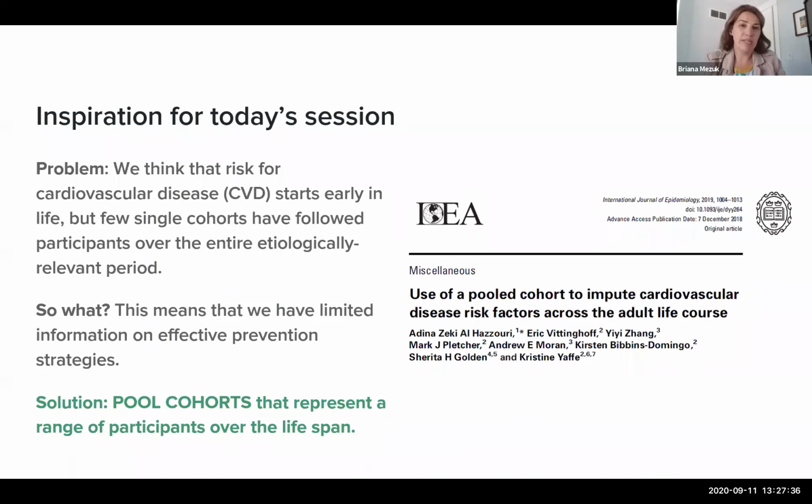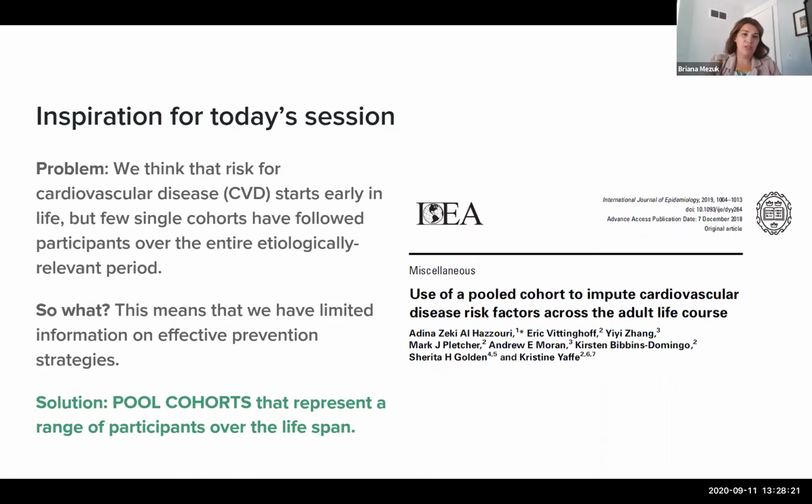So the problem that these authors were trying to solve is that we think cardiovascular risk starts early in life, but very few cohorts have followed participants over this entire etiologically relevant period, which, depending on the data set or people's opinions, may begin even in your early 20s, when you might begin to see trajectories of increasing versus lower cardiovascular risk. Why this is a problem is that we have very limited information on effective prevention strategies, because when we try to do prevention, we're talking about people in their 50s and 60s, and at that point the horse has already left the barn and the barn has been burned to the ground, right?